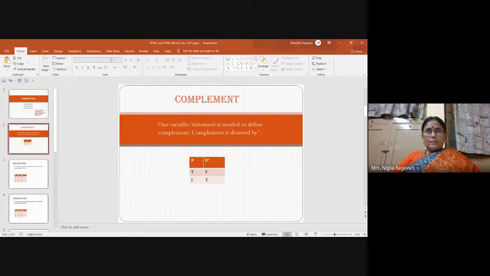If X is a member of A, then X is not a member of A dash. If X is not a member of A complement, then X is a member of A. You can relate this with set theory.